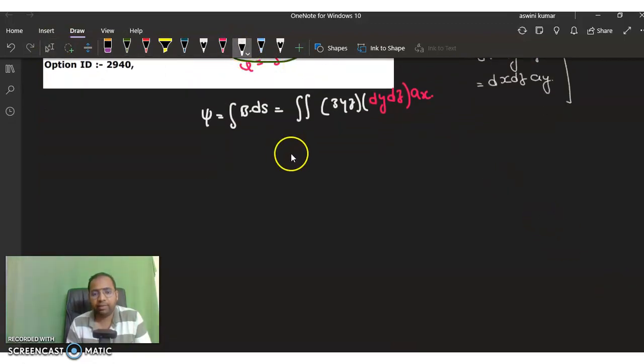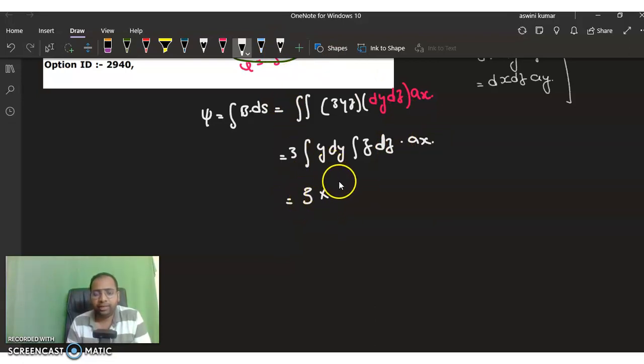Fine. So that is equal to integration of, let's take the 3 as a constant. So let's take that constant outside. So 3 into y dy, integration of z dz ax, that is a unit vector. So I took it like this. That is equal to 3 into integration of y, means y square by 2, integration of z means z square by 2. Okay, ax is a unit vector, so let's leave that one.